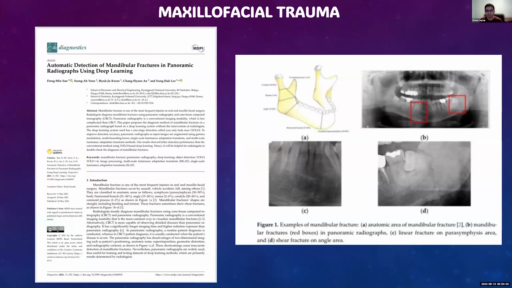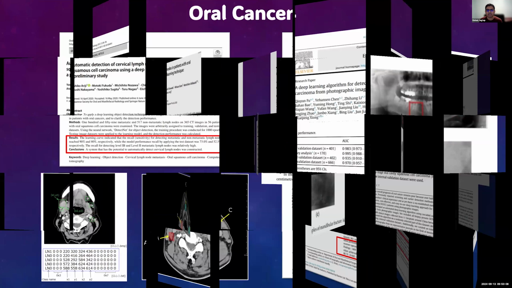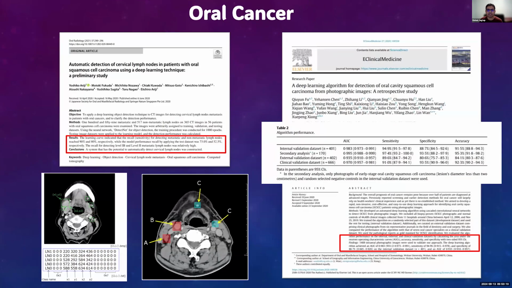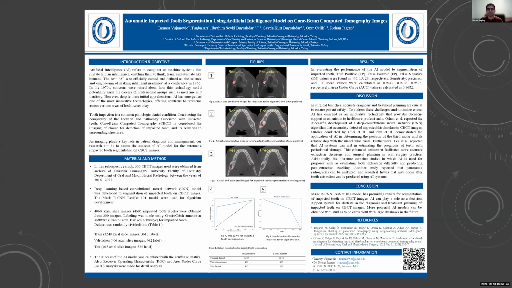Again, another paper on maxillofacial trauma. Again, this is another great application for oral cancers. You can see a medical CT looking at the lymph nodes, and AI would be able to tell whether more lymph nodes are involved or not. So that's another thing. This is the paper my student presented at an oral surgery conference recently: automatic impacted tooth segmentation.